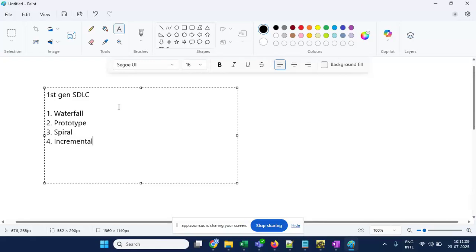Okay. So first of all, SDLC means that to develop new software applications we need one process to follow. For following the process, we are choosing the software development life cycle. With this, you have to know how the older generations, like the first generation and second generation, implemented software, and then based on that, you will be able to understand the current generation SDLC process. So in the first generation, we have waterfall, prototype, spiral, and incremental.